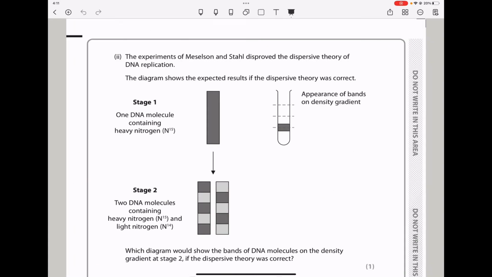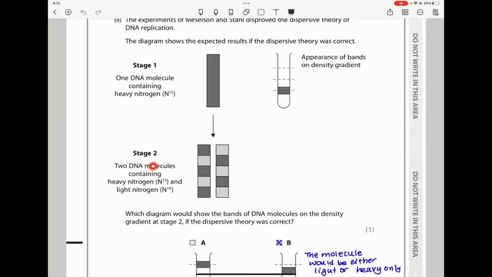Moving on. Here they say the experiments of Meselson and Stahl disproved the dispersive theory of DNA replication. The diagram shows the expected results if the dispersive theory was correct. In stage 1, one DNA molecule containing the heavy nitrogen, which is that, and the appearance of the bands on density gradients will be that. In stage 2, 2 DNA molecules containing heavy nitrogen 15 and the light nitrogen 14.